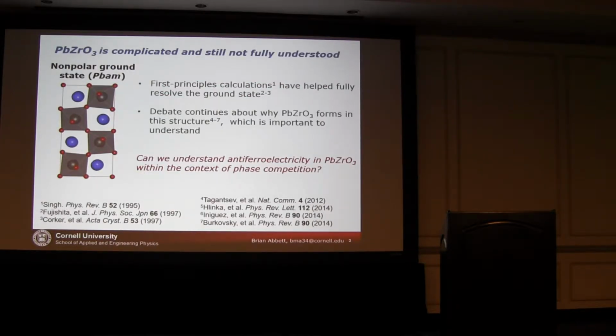With that in mind, you do still need to know what this ground state is in lead zirconate. So I've shown it here. It's this PbZrO3 phase. This took more than 40 years for the community to fully solve and agree upon the specifics of this structure. There were some important theoretical contributions made by David Singh in 1995. And since then, there's been debate in the community as to why this particular structure is the structure of lead zirconate. That's certainly important to understand, but I'm going to be taking a slightly different approach, to focus on the phase competition between this ground state and a different polar phase, and see if we can understand why this phase competition can lead to antiferroelectricity.